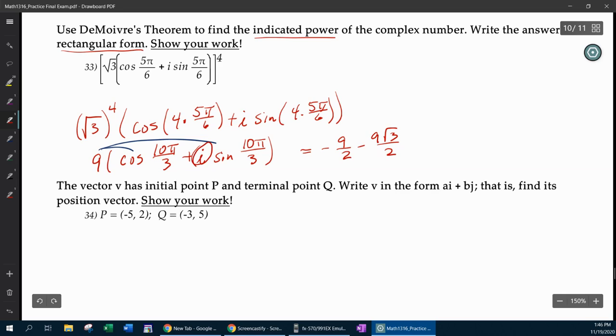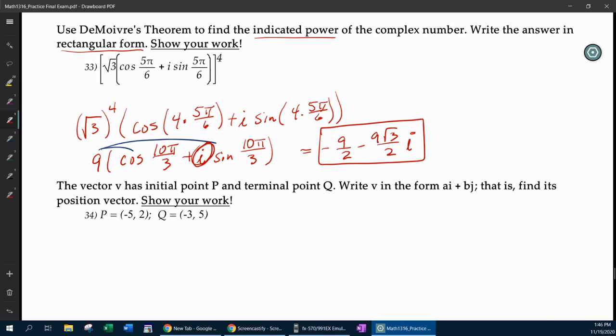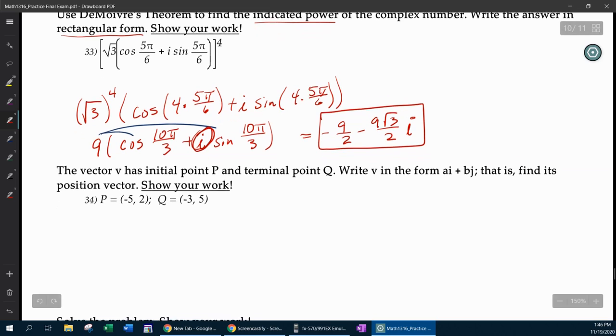Please don't forget this is a complex number. You do need to put that i there. And that is the final answer in rectangular form. And it is the exact value.